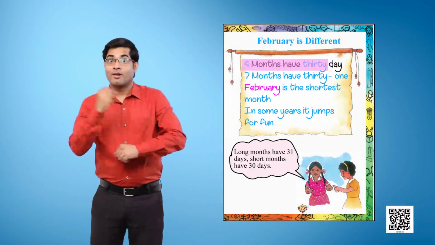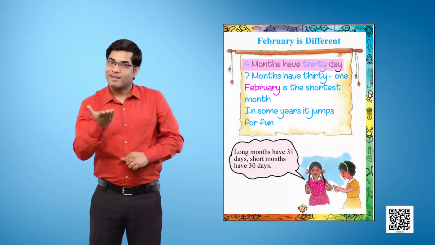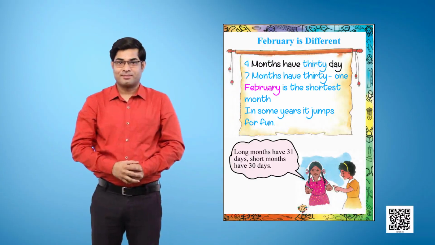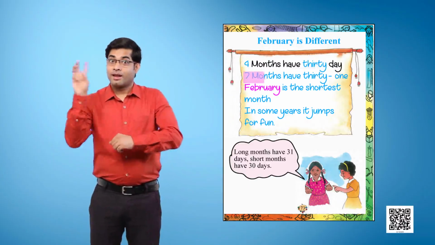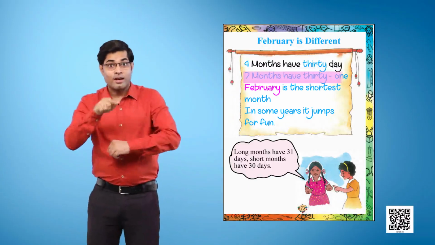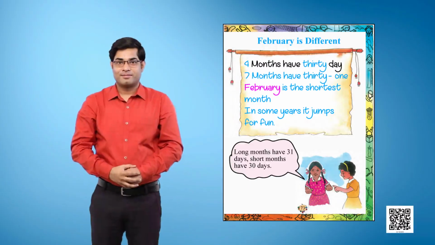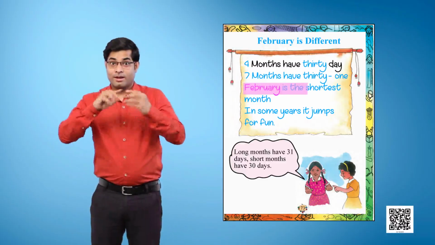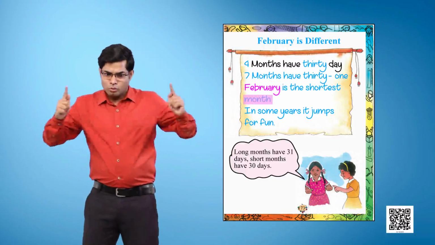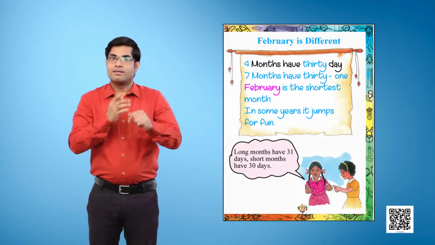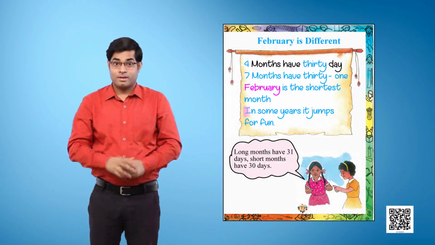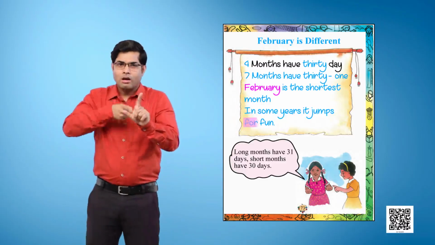4 months have 30 days. 7 months have 31. 1 February is the shortest month. In some years it jumps for fun.